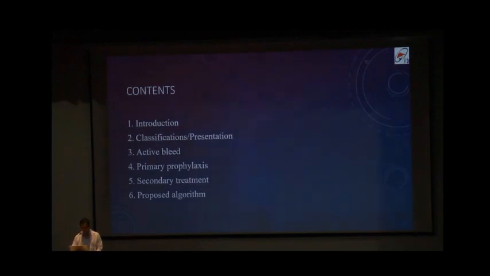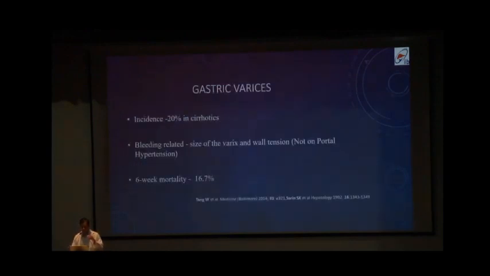So coming to gastric varices, as we all know, the incidence is around 20% in cirrhotic patients. And more importantly, the bleeding in gastric varices is most closely related to the size as well as the wall tension of the varix and not necessarily on portal hypertension. And that is the reason why most of the modalities like beta blockers are not very effective in patients with gastric varices. The 6-week mortality is close to 16 to 25%, and it can also increase to nearly 40% if not treated at an appropriate time.